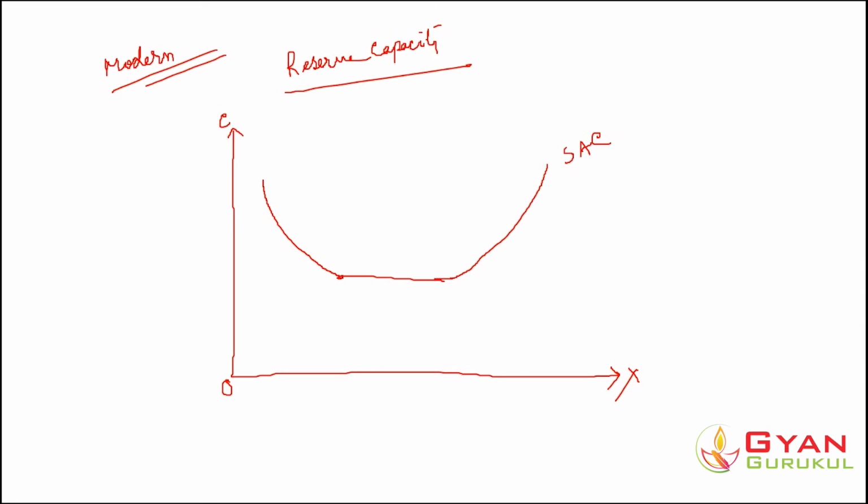Now between these two points, say this is A and this is B, this range over here is parallel to the x-axis, or it is completely a straight line, right? Now this area over here, A and B, what does it represent? It represents the reserve capacity I am talking about, the reserve capacity of the firm, right? Now what is reserve capacity?